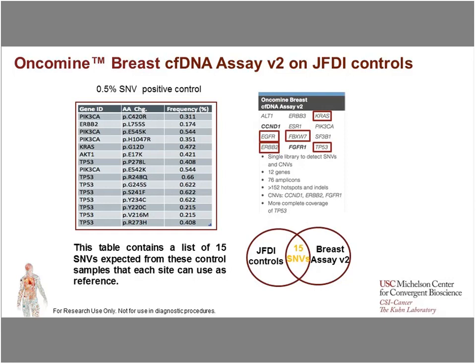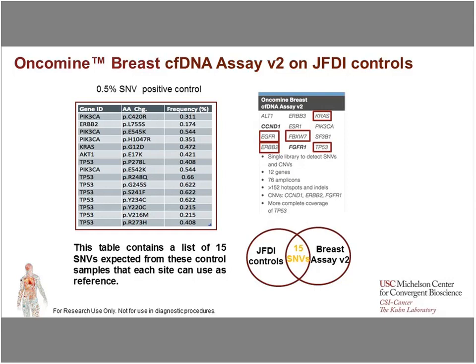We use this control sample because all these 115 SNVs were covered by a pan-cancer assay. And we also verified the pan-cancer assay on this control samples. But here I just present what is covered by this breast research assay V2.